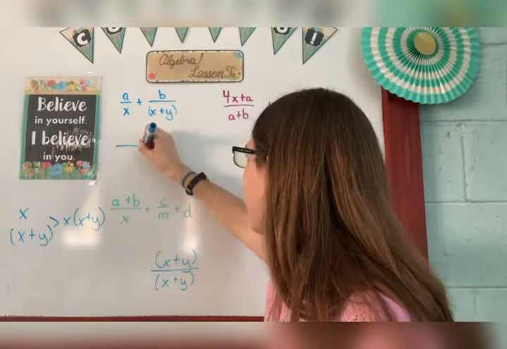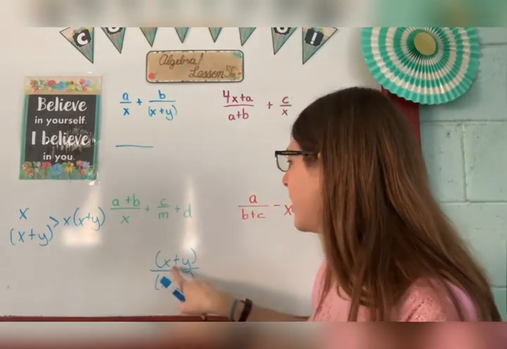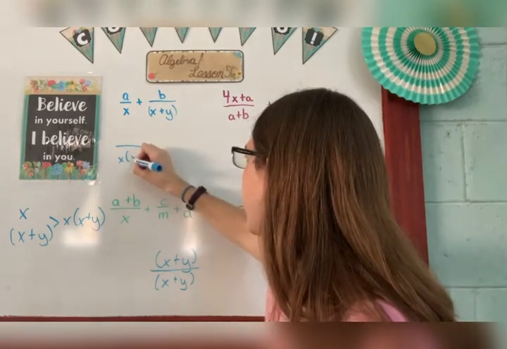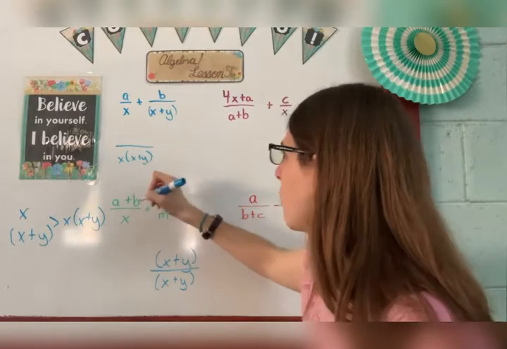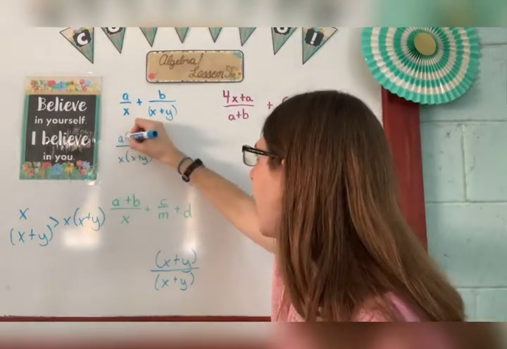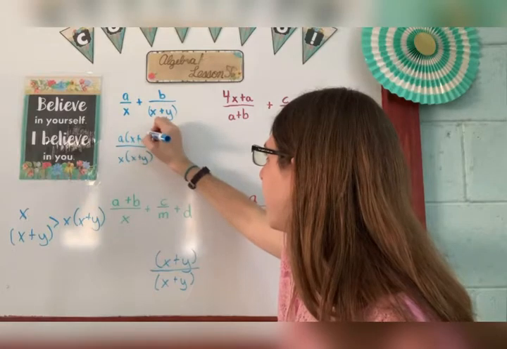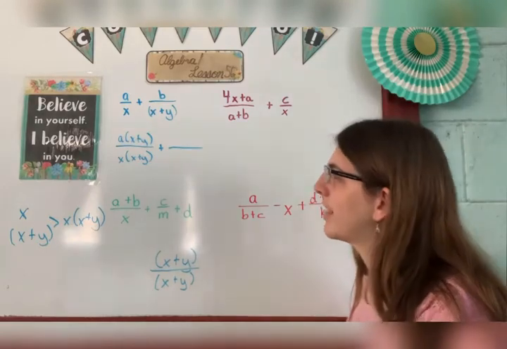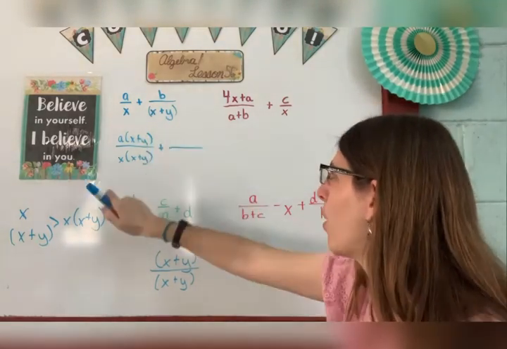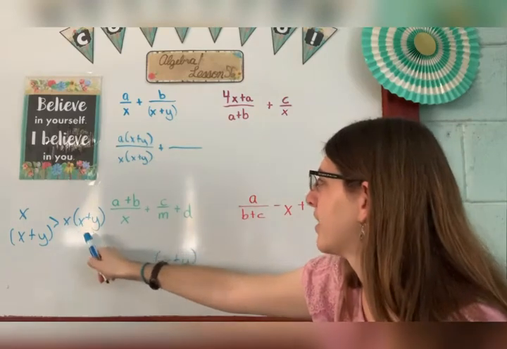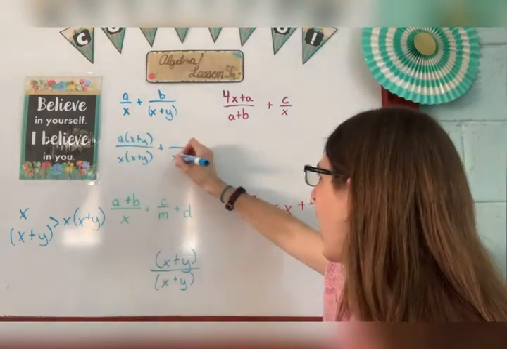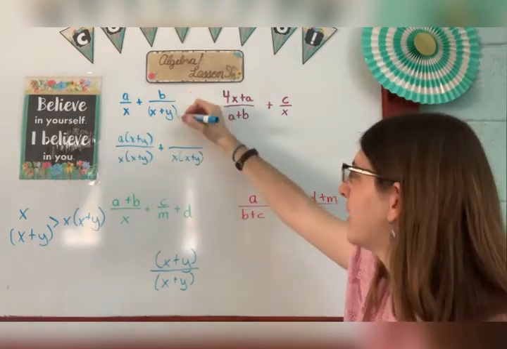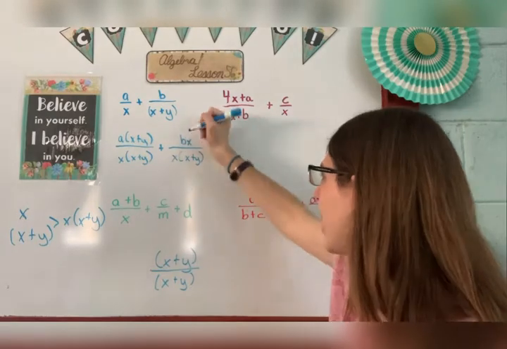So down here on the bottom, you get x times x plus y. And here on the top, you have a times x plus y. Now, over here, in order to get the same term, you have to multiply this one by x to get x times x plus y. And since you have to multiply the top by the same thing, you have b times x.